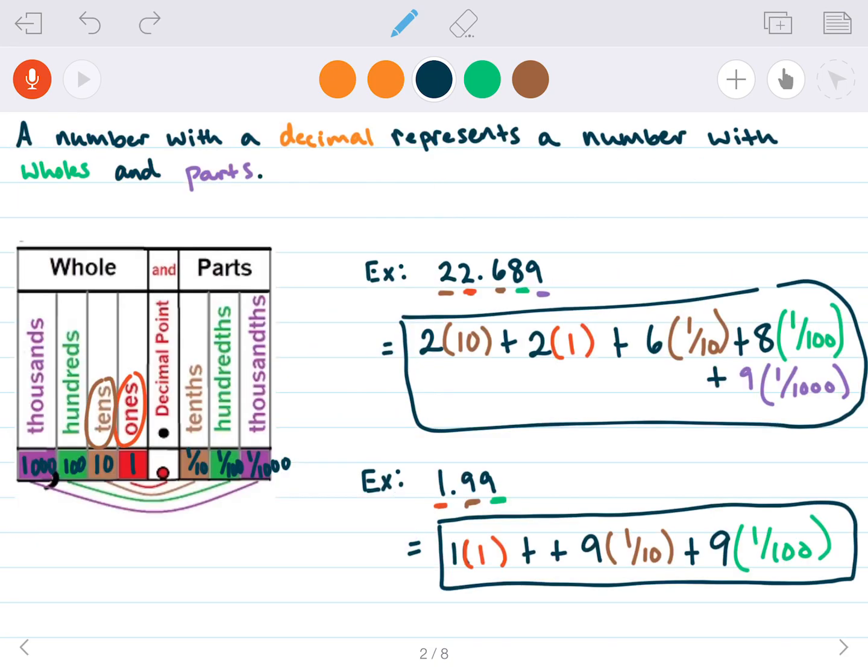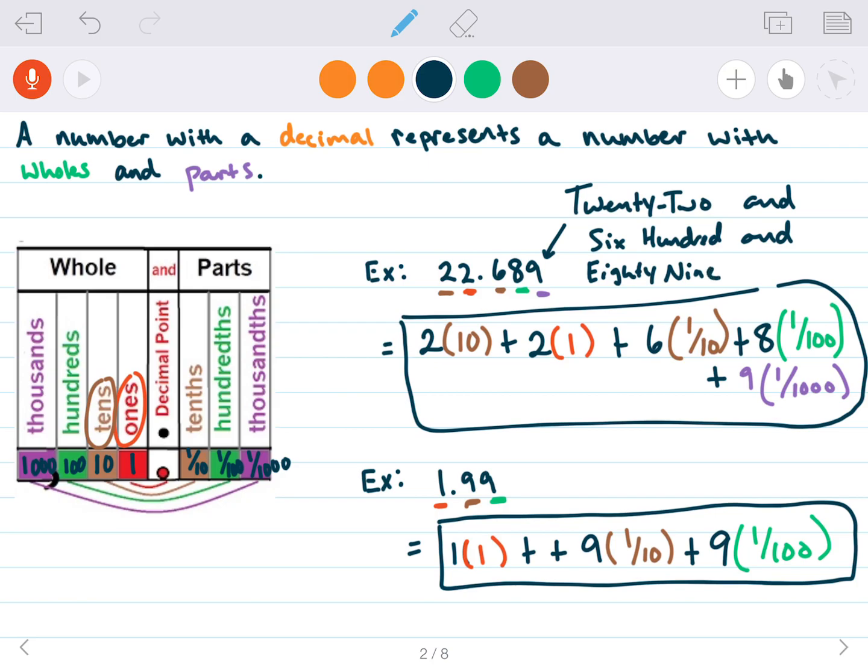What about these numbers up here? So this guy terminates in the thousandth spot. So we would say 22, so that's the whole, and 689 thousandths. That's how we would say that number. We could say 22.689, or we could say 22 and 689 thousandths, because the last number after the decimal lands in the thousandth spot.